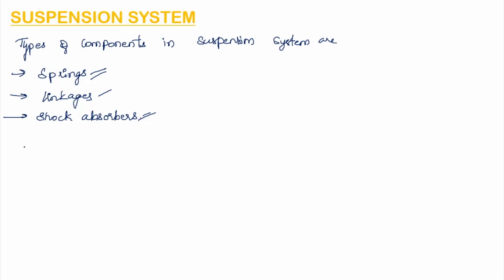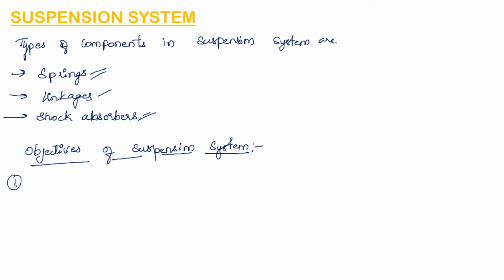Now let us see the objectives of a suspension system. So what are the objectives of this system? The first and the main objective is to prevent the road shocks from being transmitted to the vehicle components. So the suspension system will prevent the road shocks from being transmitted to the vehicle components.